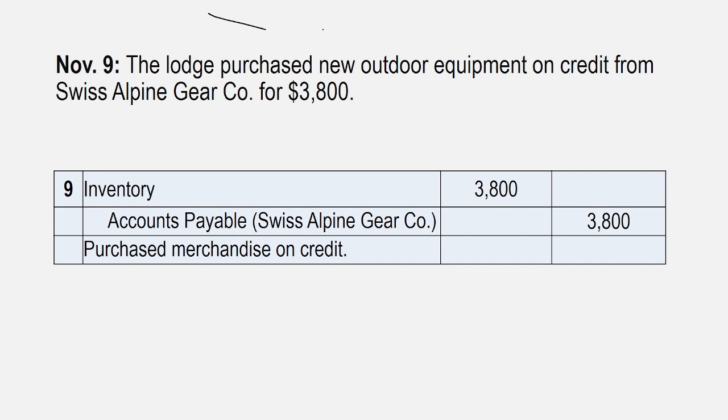Here, the purchase takes place on credit mode. So we need to increase the inventory and record the liability to suppliers. So the amount of inventory is increased, and also the amount of accounts payable is increased.